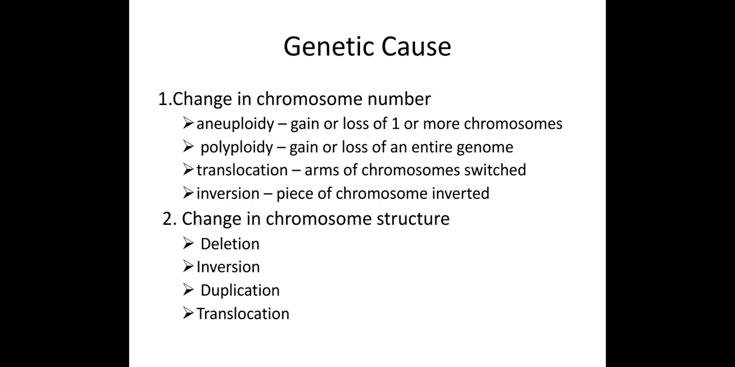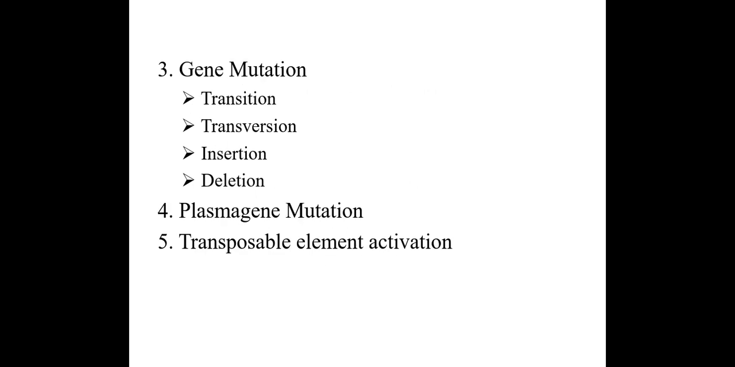Aneuploidy, gain or loss of one or more chromosomes. Polyploidy, gain or loss of the entire genome. Translocation, arms of chromosomes switched; inversion, a piece of chromosome inverted. Changes in chromosome structure are deletion, inversion, duplication, and translocation.